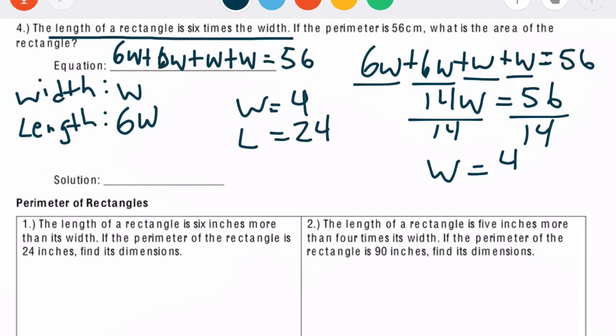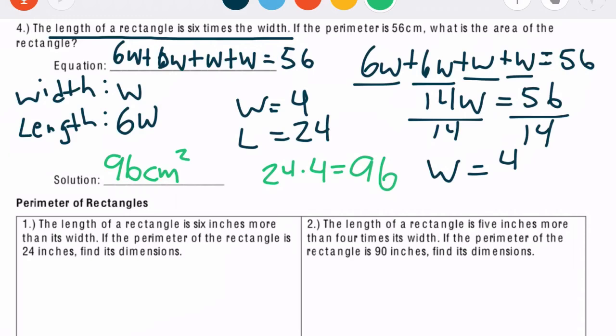So I just realized I actually messed this up on the key. The question was asking what is the area of the rectangle. I had on the key the width and the length, but in order to find the area of a rectangle, you actually have to multiply those 2 together. So your solution is 24 times 4. And 24 times 4 is 96. So my solution is 96 centimeters. Remember, area is squared.